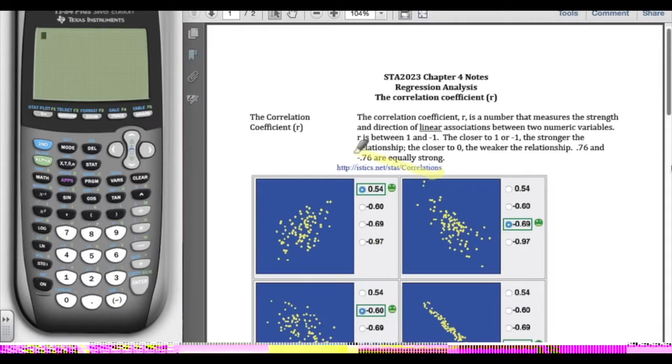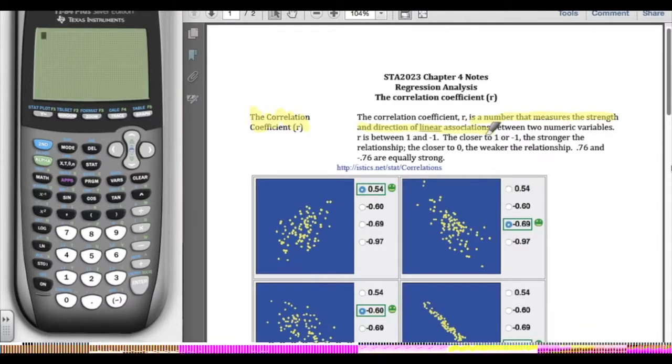The correlation coefficient, or lowercase r, is a number that measures the strength of a linear association. It has to be a linear scatter plot that we're talking about. It can't be nonlinear, or this r value is not going to be accurate. It also gives us the direction, or trend, either positive or negative.